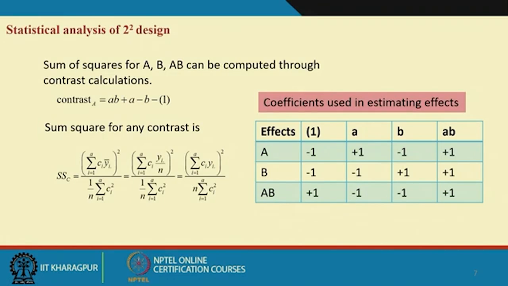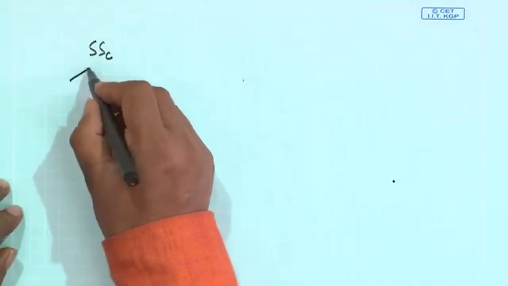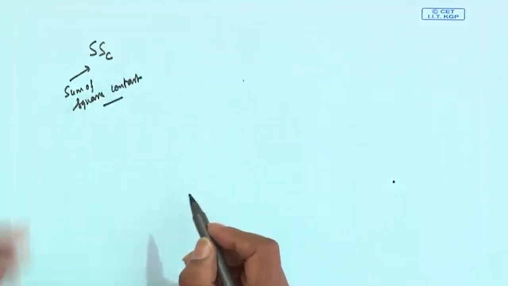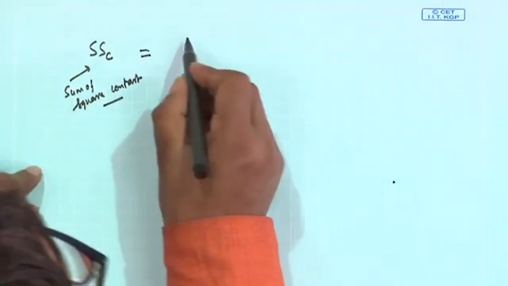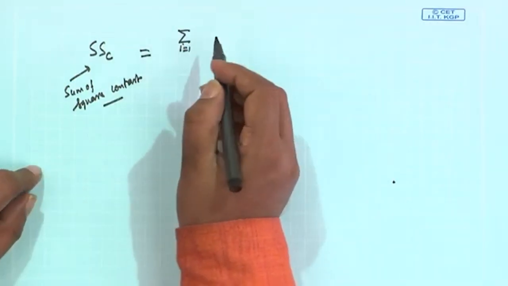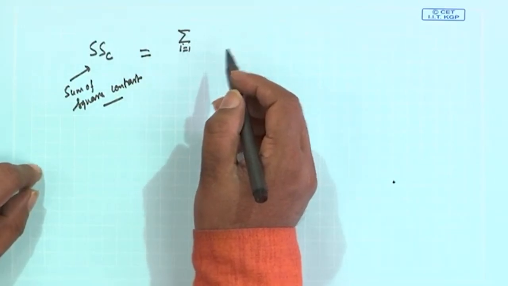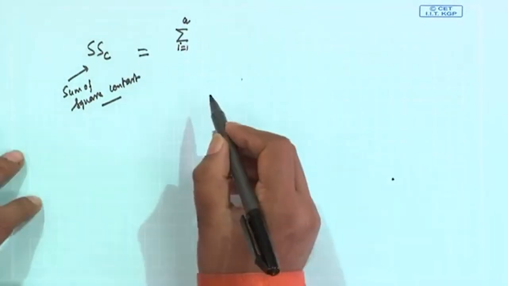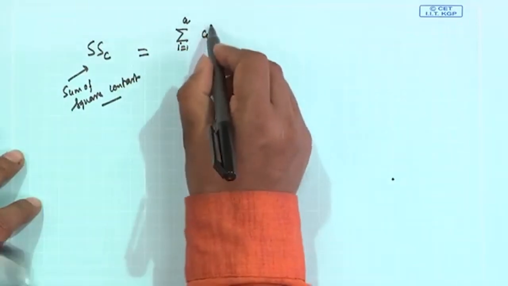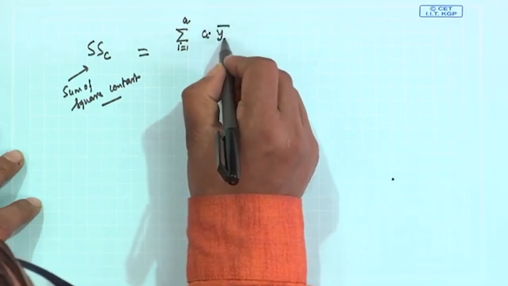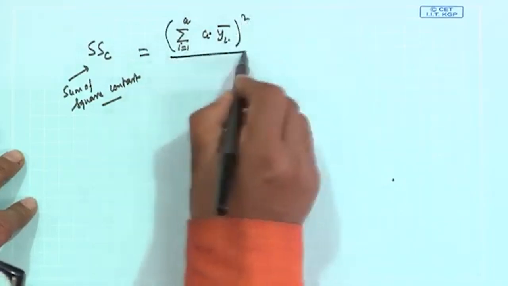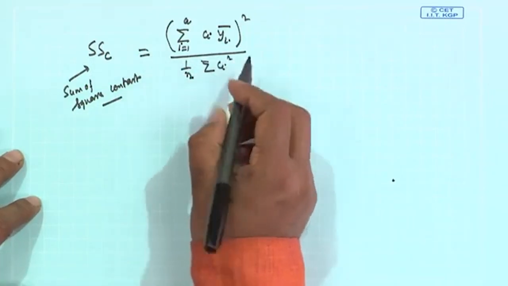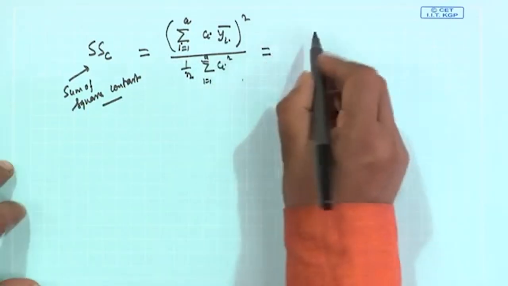So, the sum of squares of contrast, SSC, means sum of squares of contrast. This will be sum over i equal to 1, 2. Now, you have to see that if it is A, you have to know where you are changing this one. Suppose I am writing 1, 2, A, then this is C i and Y i dot bar, the total, squared, divided by 1 by n sum of C i square, i equal to 1 to A, and ultimately this will give you this quantity.